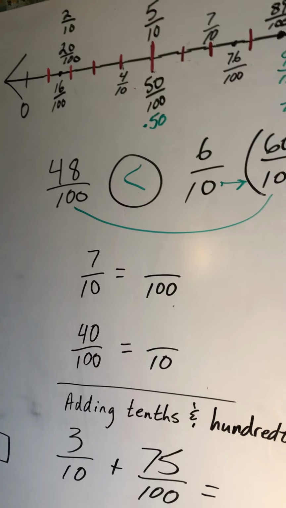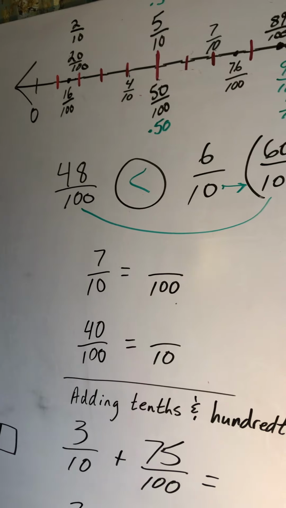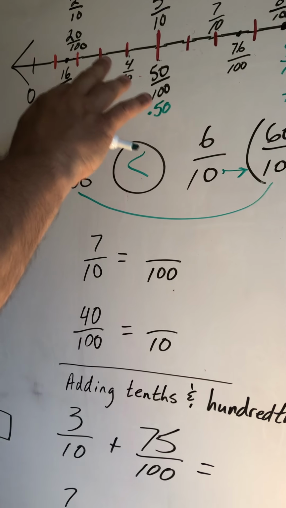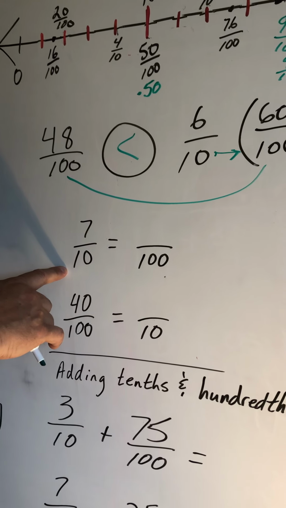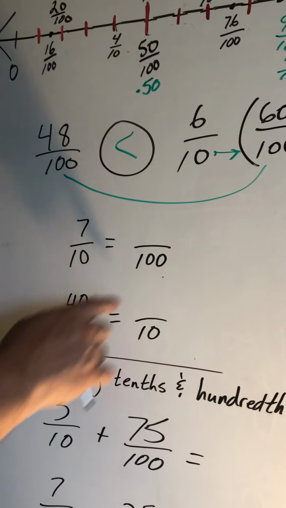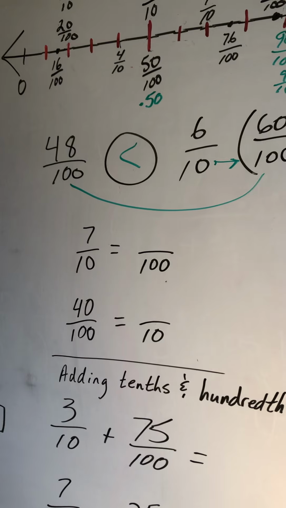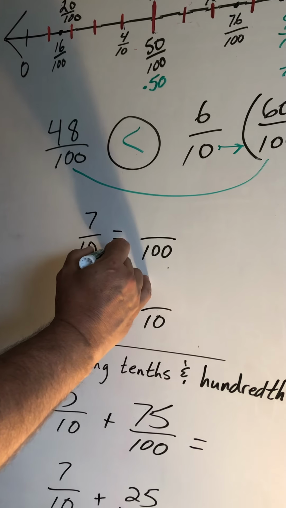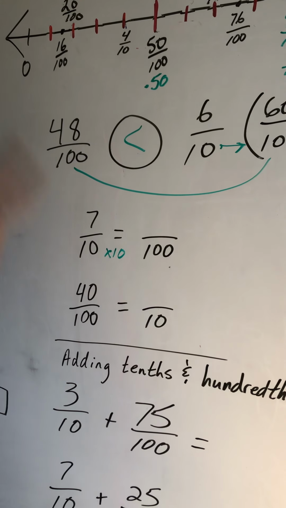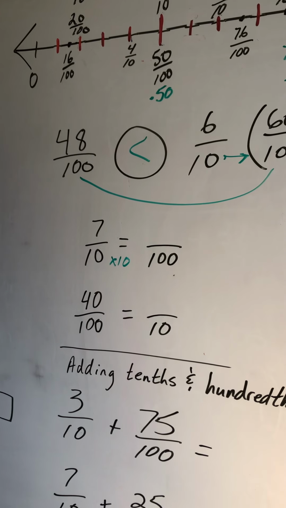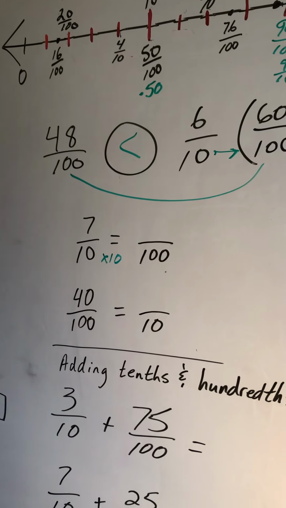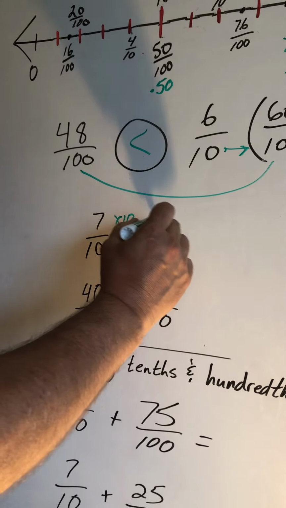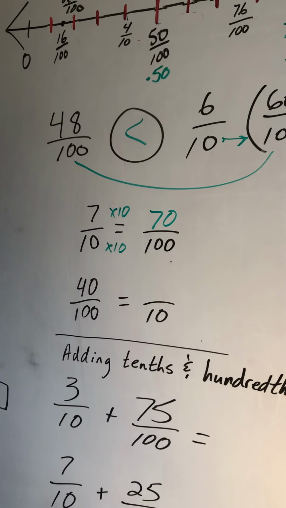Okay? So let's look again here at making equivalent fractions from tenths or hundredths. Well, we know from our number line up here, 7 tenths is also 70 hundredths. But let's say that doesn't click in your head yet. How does 10 go to 100? Times 10. Remember the other day, our last video, whatever you do to the bottom, you have to do to the top and vice versa. 7 times 10, 70. Okay?